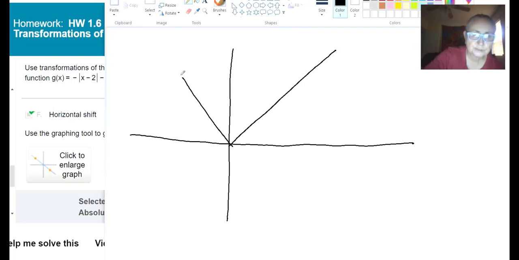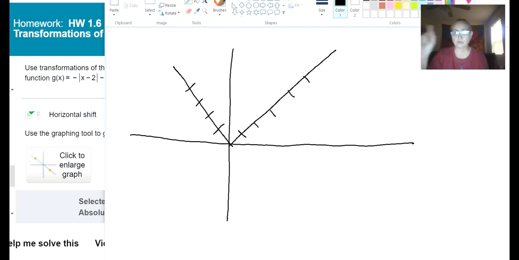Originally, it's here, and it's 1, 1, 2, 2, 3, 3, 4, 4, 5, 5, and over here it's negative 1, 1, negative 2, 2, negative 3, 3, negative 4, 4, like that. So it's up 1, over 1, up 1, over 1. We're going to go to the right 2, so 1, 2, do a different color.